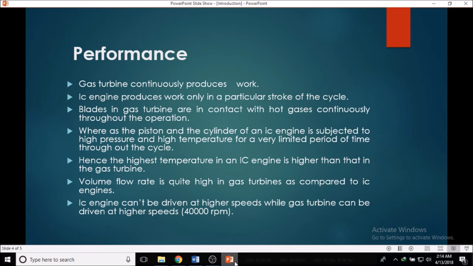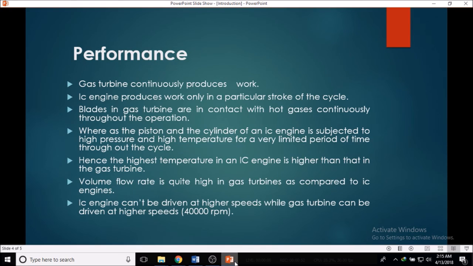Performance of the gas turbine. Usually, a gas turbine continuously produces work. An IC engine produces work only in a particular stroke of the cycle. The blades in a gas turbine are in contact with the hot gases continuously throughout the operation, whereas the piston and the cylinder of an IC engine are subjected to high pressure and high temperature for a very limited period of time throughout the cycle. Hence, the highest temperature in an IC engine is higher than in the gas turbine.